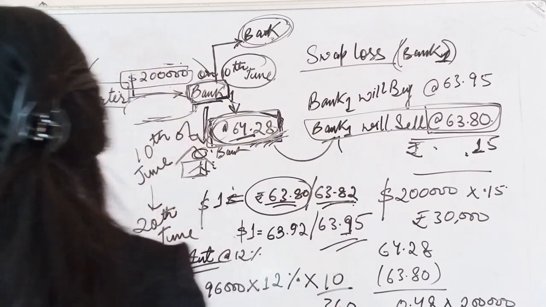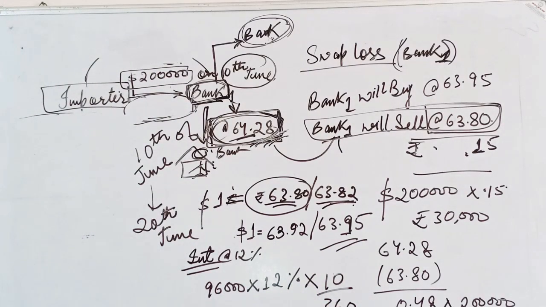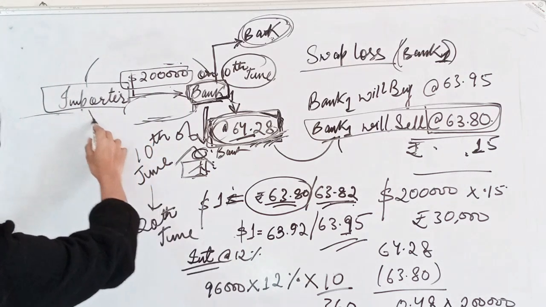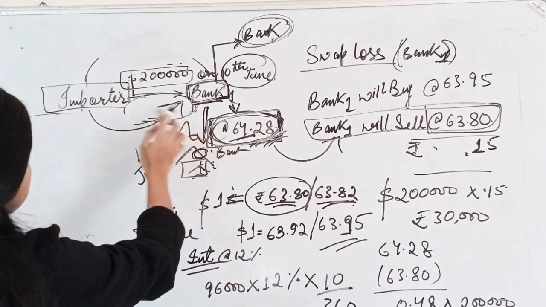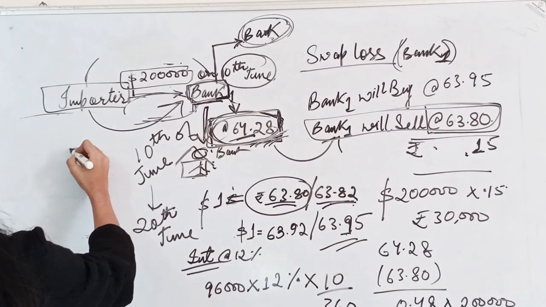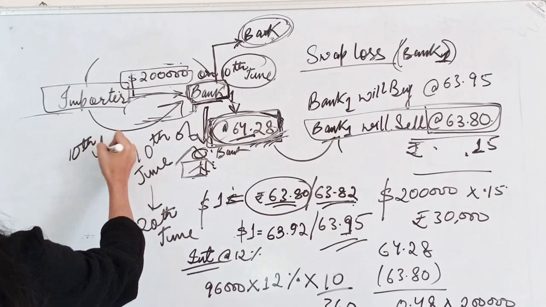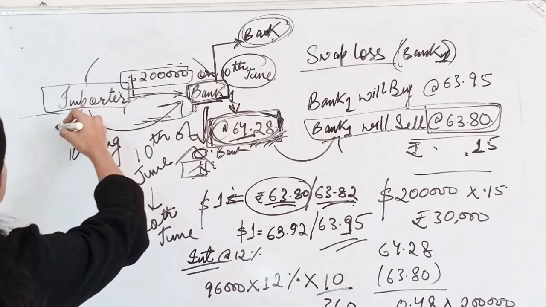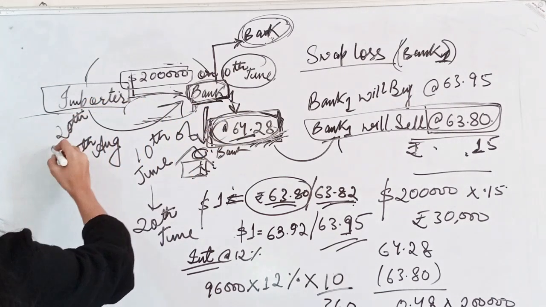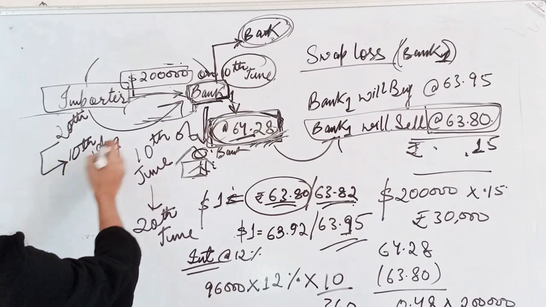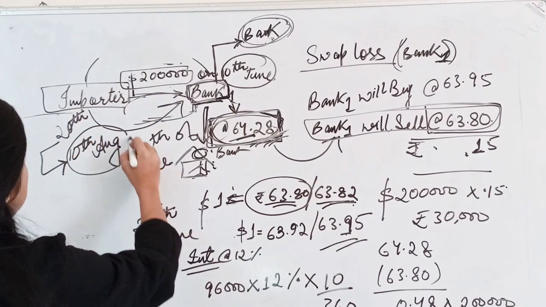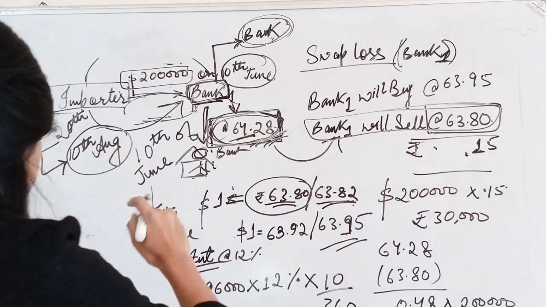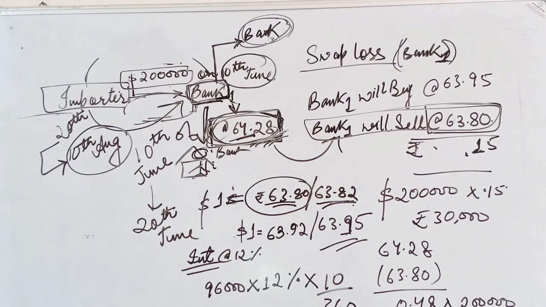Fine. Now the new contract rate. See, the importer came to the bank on 20th June and asked for the extension, and the new due date would be 10th of August. So the bank will cancel the contract on 20th June and the new contract will be entered for 10th of August. So on this date, what will be the new contract rate? That has been asked in the question, okay?